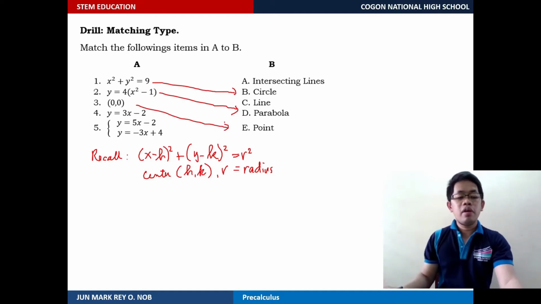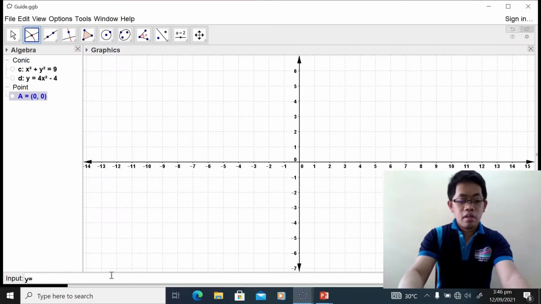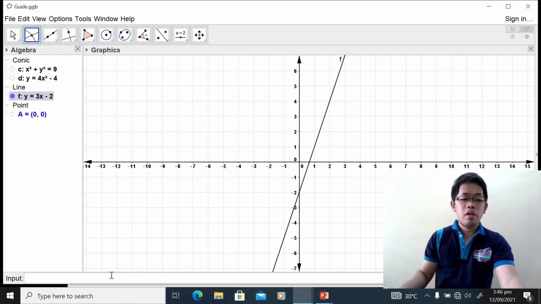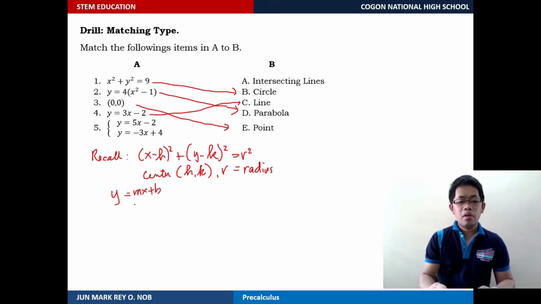Now number 4, we have y equals 3x minus 2. So we have here actually a line. So number 4 is a line. Recall that a line can be written in the form y equals mx plus b, where of course m is the slope of the line and b is the y-intercept.